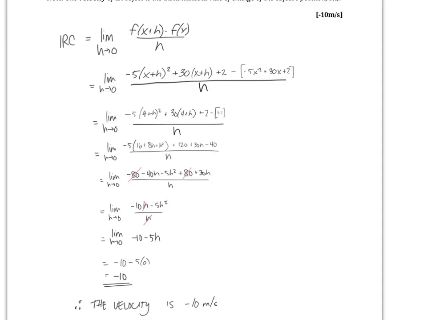All right, here's the full solution. So the velocity comes out in the end to negative 10 meters per second, which in this case just means the negative just means it's going downwards. Okay, there you go.